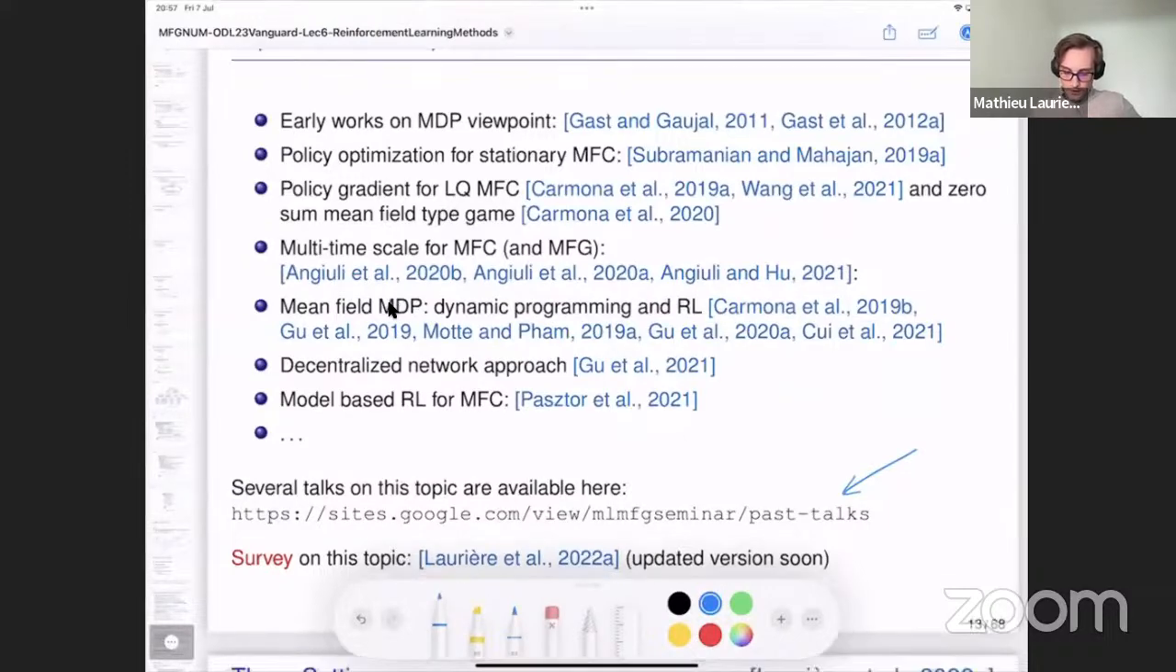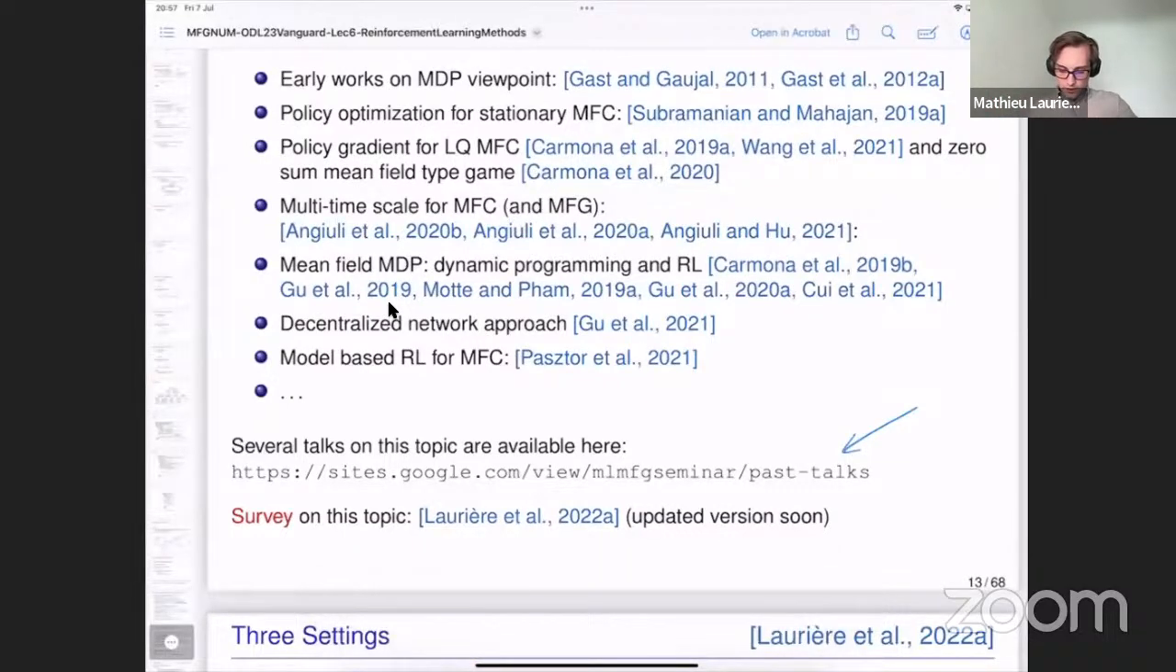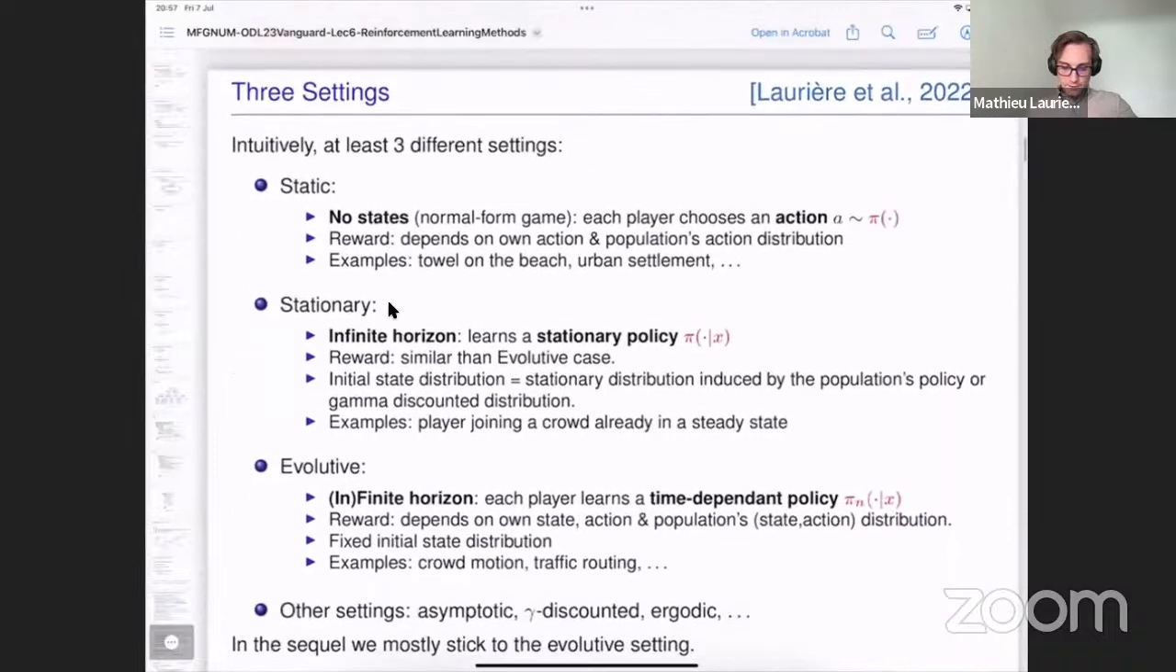And there is a survey on this topic with an updated version coming soon. So if you have comments or remarks, missing references, etc., feel free to reach out, and we will be very happy to include that in the survey.